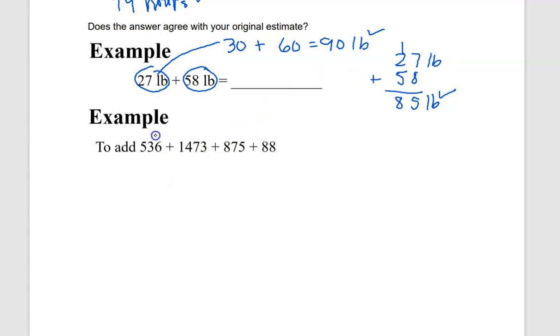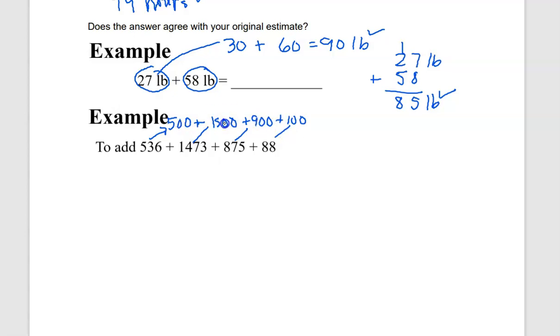Okay. We've got a little bigger problem. So the 536, most of this was in the biggest numbers, hundreds, thousands, hundreds. That's really close to 100. So let's round these to the hundreds place. This will be closer to 500 than 600. This will be closer to 1500. 875 is going to be closer to 900, and 88 is going to be closer to 100.